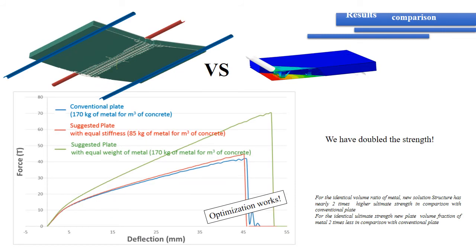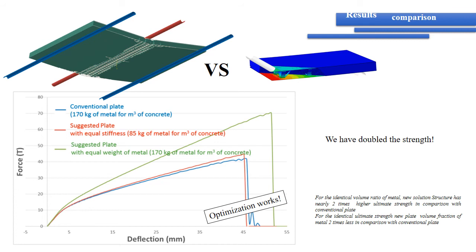Okay, and here is the comparison of these two structures. In the case where we have the same metal consumption, like 170 kilograms per 1 cubic meter of concrete, the blue line is the result for the conventional plate, and the green line is the result for our proposed plate. We can see that we have much higher strength.